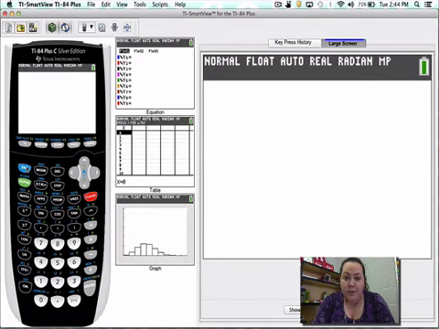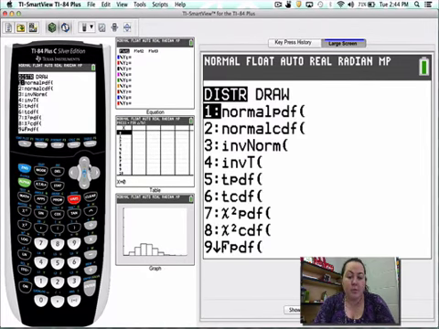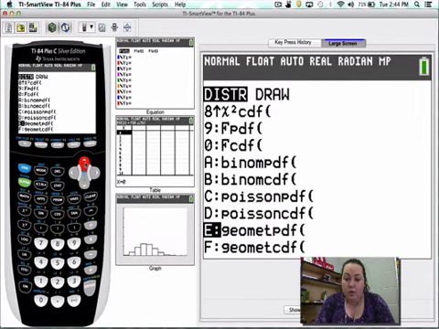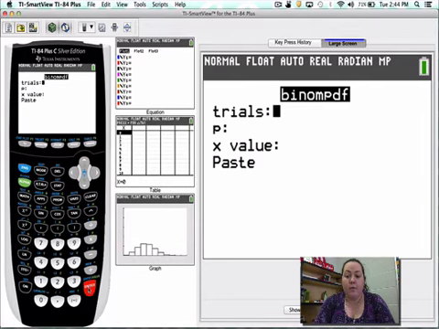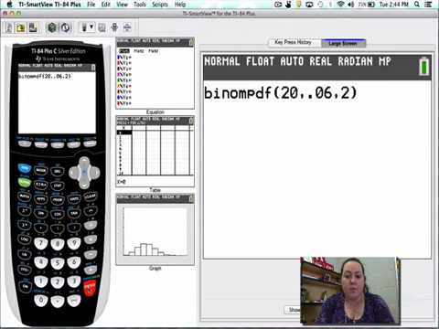Okay, so to do this one in the calculator, I'm going to go to second vars, which will give me my distributions. I'm going to go to binomial PDF because I'm finding it for precise values. So PDF, I'm going to do it for 2 and for 3. My number of trials was 20. My p-value was 0.06 because 6%, and I'm going to do it for 2. Then I'm going to repeat this process for 3.